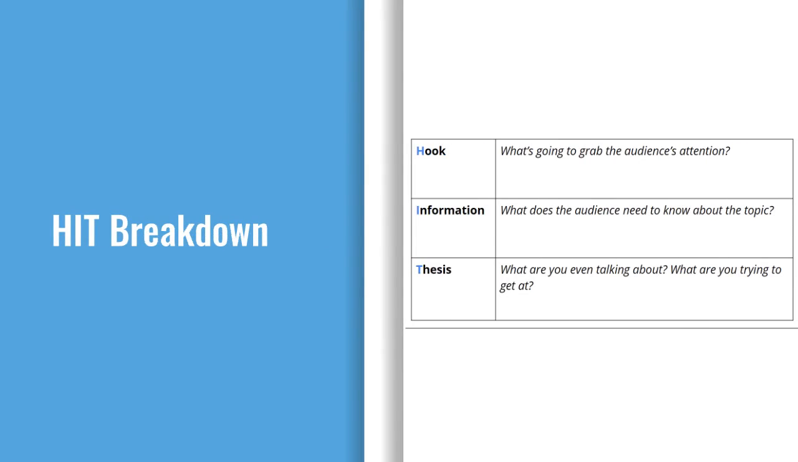So the first thing we're going to work on is that HIT introduction, because when you introduce yourself, you want to be a big hit. The first thing you need is a hook. What's going to grab the audience's attention? Next thing is a little bit of information. What do they need to know about the topic before you start talking in the rest of the essay? Finally, you're going to end your introduction on the thesis. What are you even talking about? What's the point? When are you going to answer the prompt?